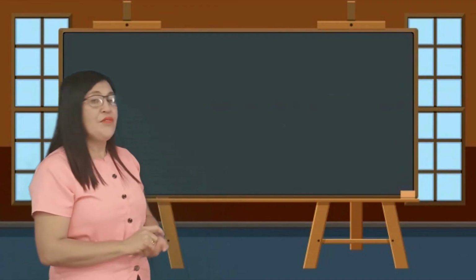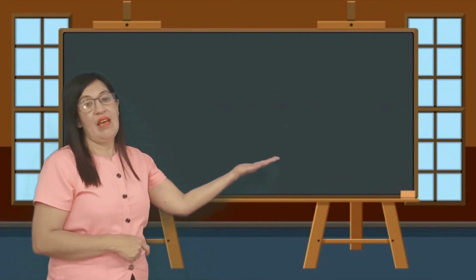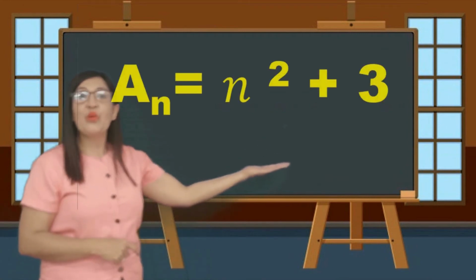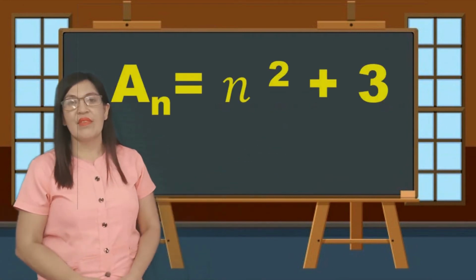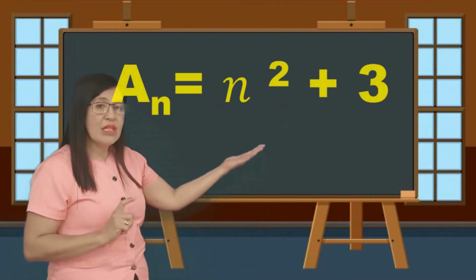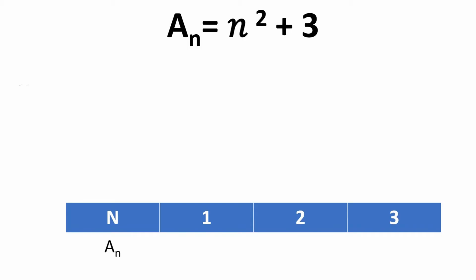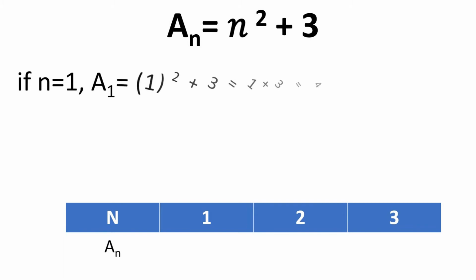The same process for this equation. A sub n equals n squared plus 3. So if n equals 1, that is 1 squared or 1 times 1 or multiply 1 by itself. And that is equal to 1. So the sum of 1 and 3 equals 4. So a sub 1 is 4.